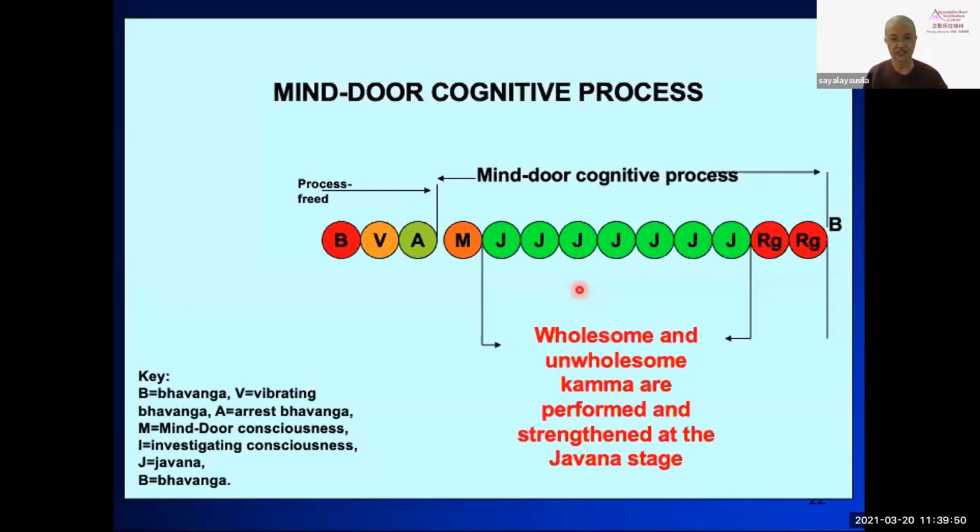The last one I want to share is wise attention, or yoniso manasikara. So if you can pay attention here, at the mind door averting consciousness, or determining consciousness in the eye door cognitive process, or mind averting consciousness in the mind door cognitive process, here at this stage, if you can think wisely, reflect wisely, reflect on impermanence wisely, then wholesome consciousness will arise. I want to give another example.